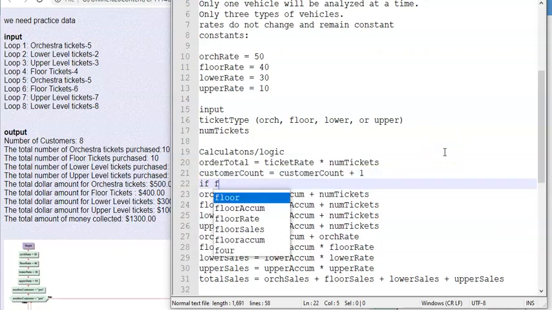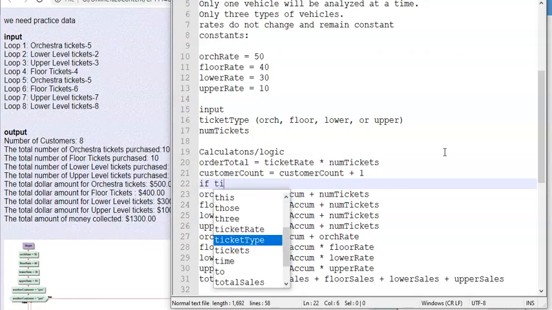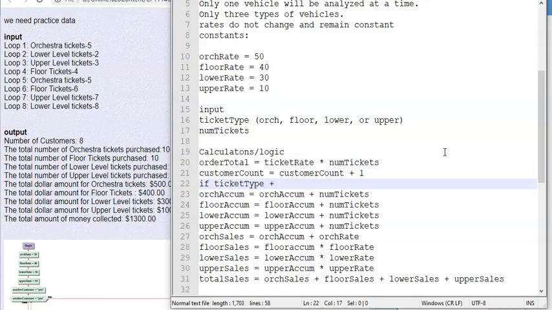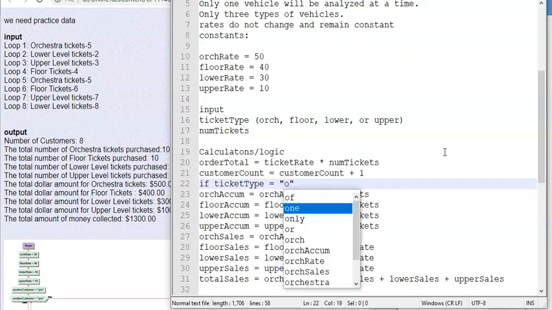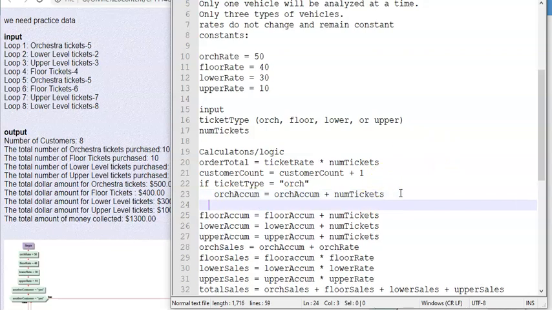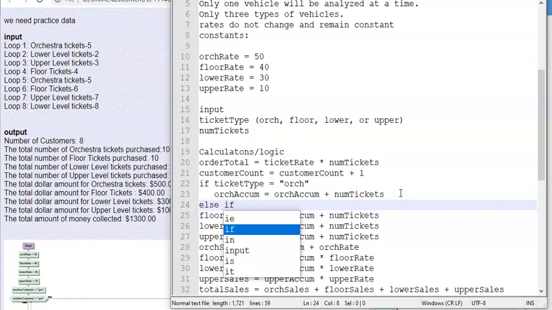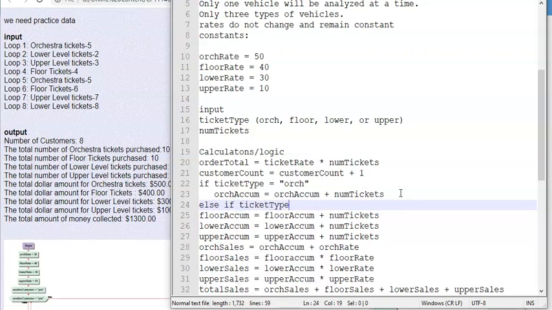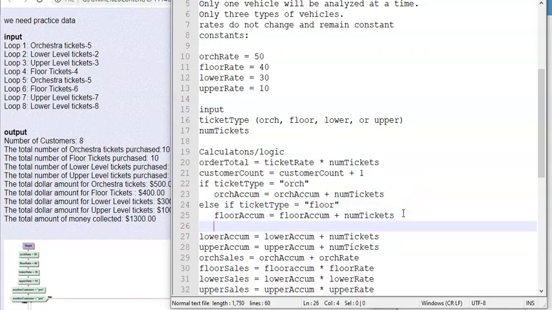And this is going to be if ticket type equals orch, then we're going to do orch cum. And then we're going to say else if ticket type equals quote, quote, and that is going to be floor, right? Floor. Then we're going to do floor cum, and we'll keep on going.